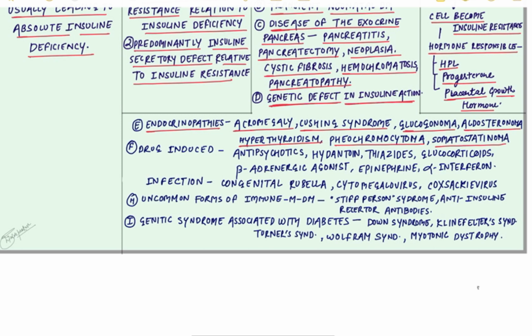Somatostatinoma, that is a very rare but highly cancerous tumor of the pancreas or part of the intestine. The part of the intestine involved is the duodenum. Sixth is drug-induced diabetes mellitus, caused by drugs such as antipsychotic drugs, hydantoin, thiazides, glucocorticoids, beta adrenergic agonists, epinephrine, and alpha interferon.